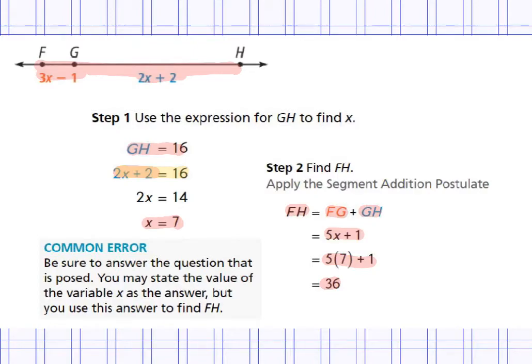A common error is sometimes you just solve for the variable of x when the problem is actually asking you for something else. In this case, it's asking you to find FH. So make sure after you find the value of x, you really look for what the problem is actually asking, which will often require you to plug in that value of x to get the final solution.